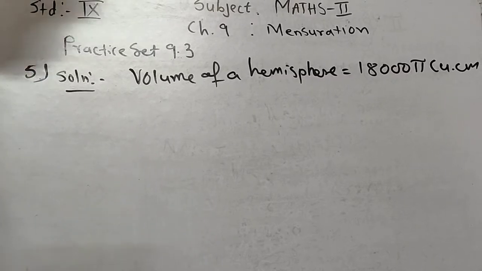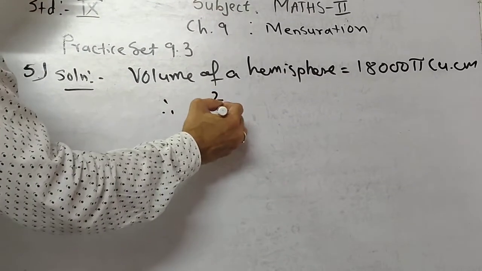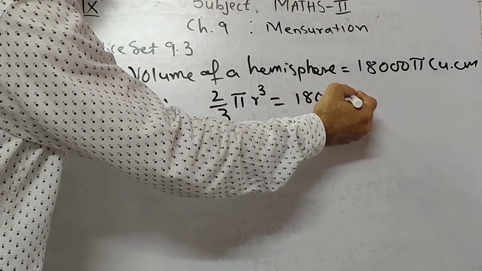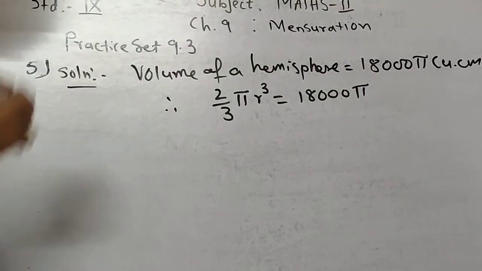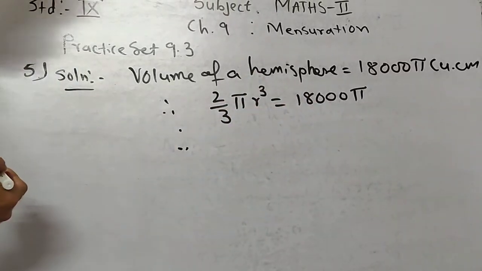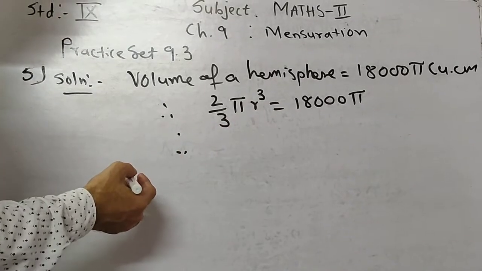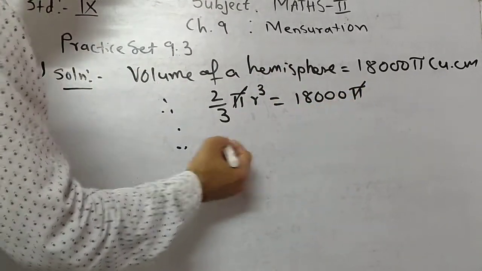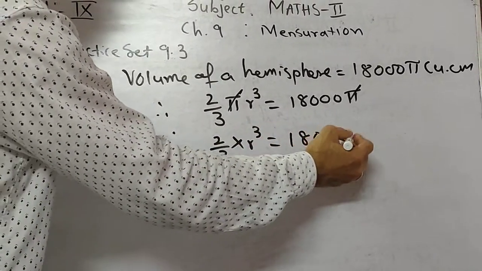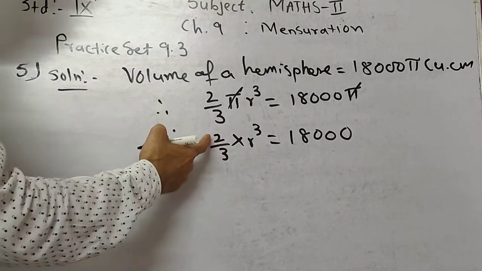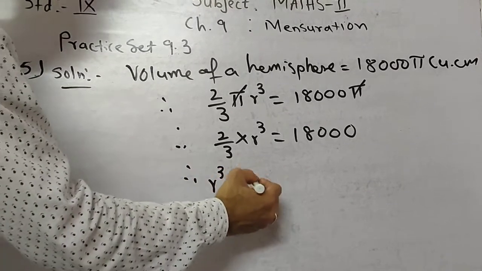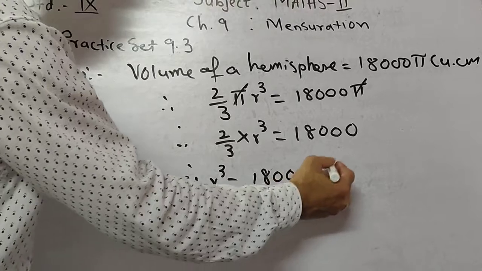Hemisphere, half sphere. So the volume of a hemisphere, you know, 2 upon 3 pi r cube is equal to 18,000 pi cubic centimeter. Here you can see on both sides we have pi. So pi and pi will get cancelled. You will get 2 upon 3 into r cube is equal to 18,000. So 2 upon 3 will go there, it will be reciprocal. R cube is equal to 18,000 into 3 upon 2.